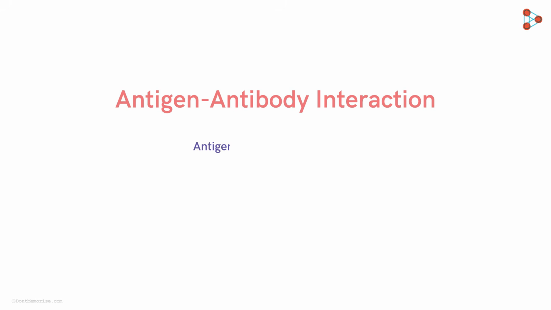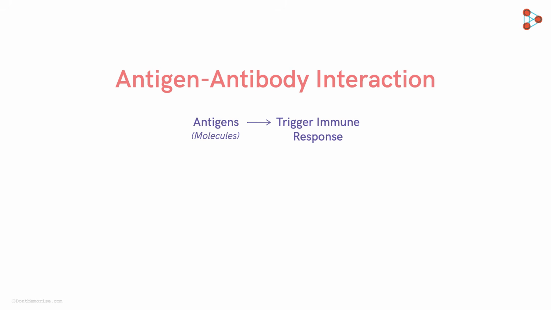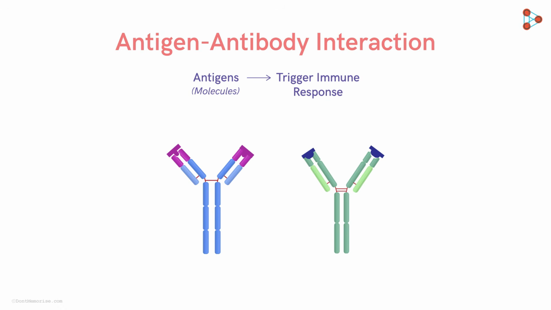Antigens, as we know, are the molecules which are capable of triggering an immune response upon entering the body. So when an antigen enters the body, the immune cells secrete antibodies specific to the antigen. That means, if this is the antigen, then this antibody with the binding site matching its structure will be produced. And once the antibody encounters this specific antigen, it will quickly bind to it somewhat like this. This is the antigen-antibody interaction that we've been talking about so far.